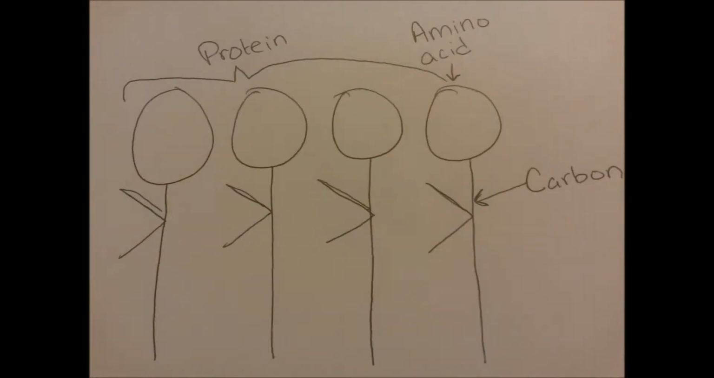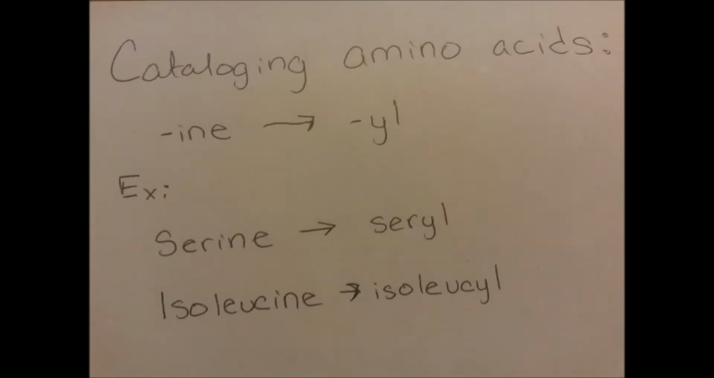Carbon is considered the sixth and most versatile element on the periodic table. It's the backbone of amino acids, which form proteins, like the one that this long word describes. The rule to catalog amino acids is to change the -ine suffix to -yl. For example, serine would be seryl and isoleucine would be isoleucyl.